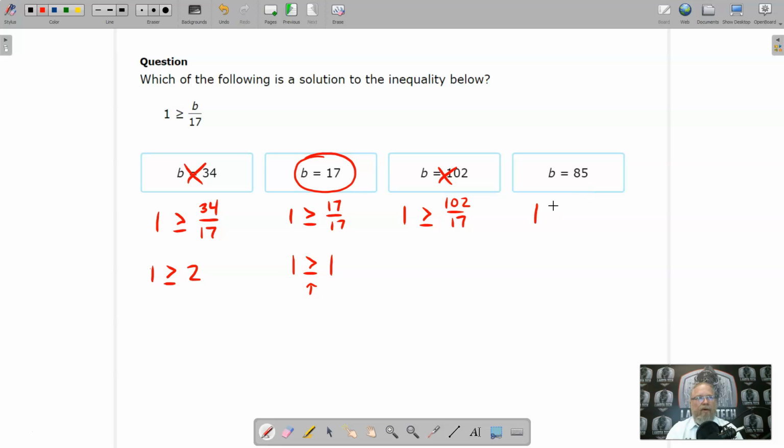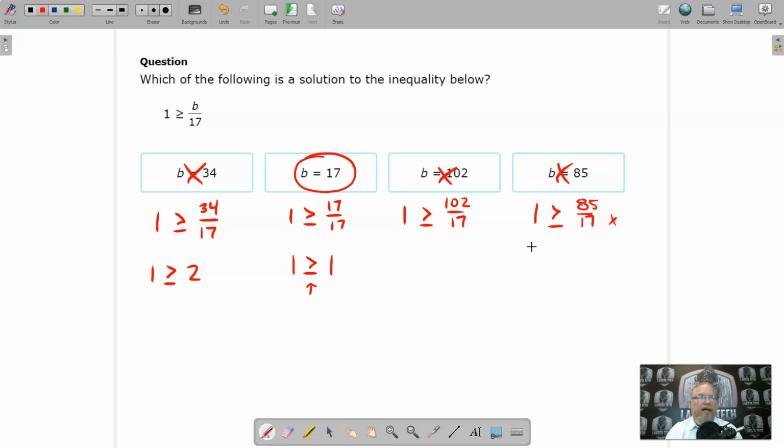And then finally, 1 is greater than or equal to 85 over 17. Well, another way to think of this is both 102 over 17 and 85 over 17 are improper fractions, and they're both positive, so we get a positive number. Now, if one of these were negative, we'd have to be careful. That would change things. But we do know that all improper fractions have a value greater than 1. So no matter what 85 divided by 17 is, it's going to be greater than 1, making this a false statement. So this is not going to be a correct answer as well.